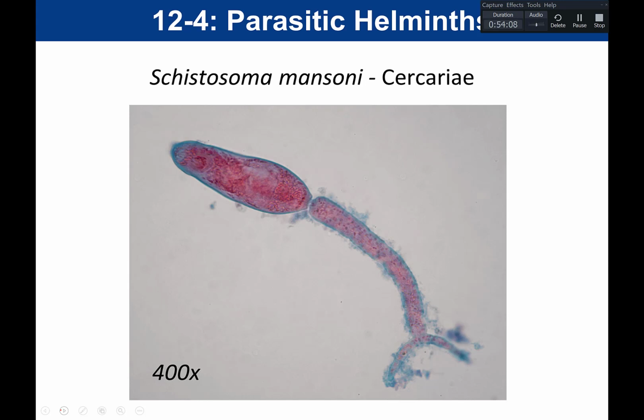Here is the cercaria. Again, this is the larval stage. You're looking at it under 400x magnification. You can see its forked tail. Again, looks like a mermaid tail. That part is going to break apart as the head penetrates the skin.